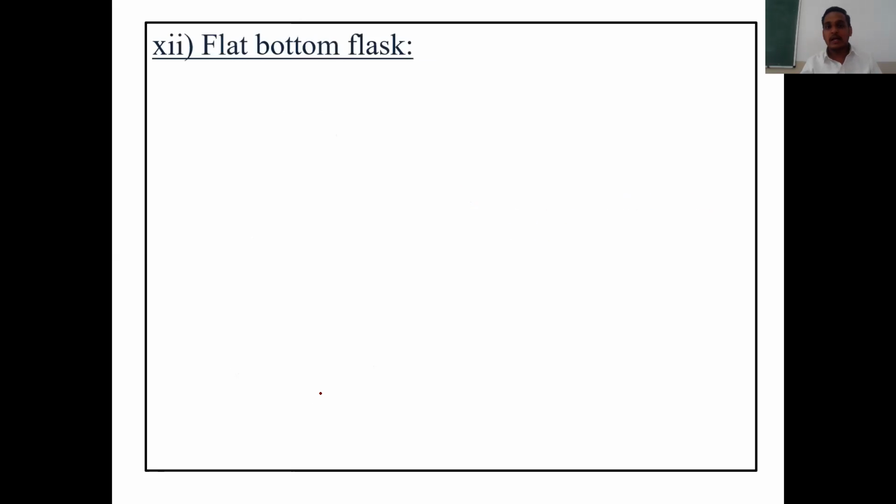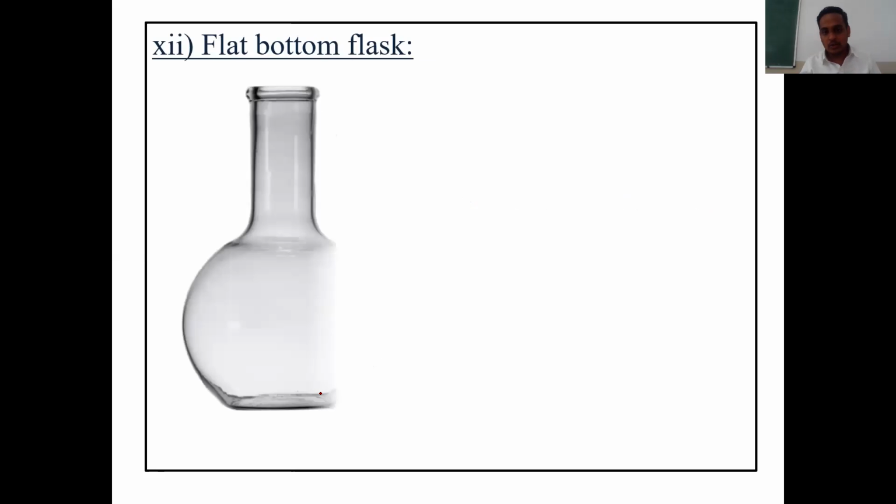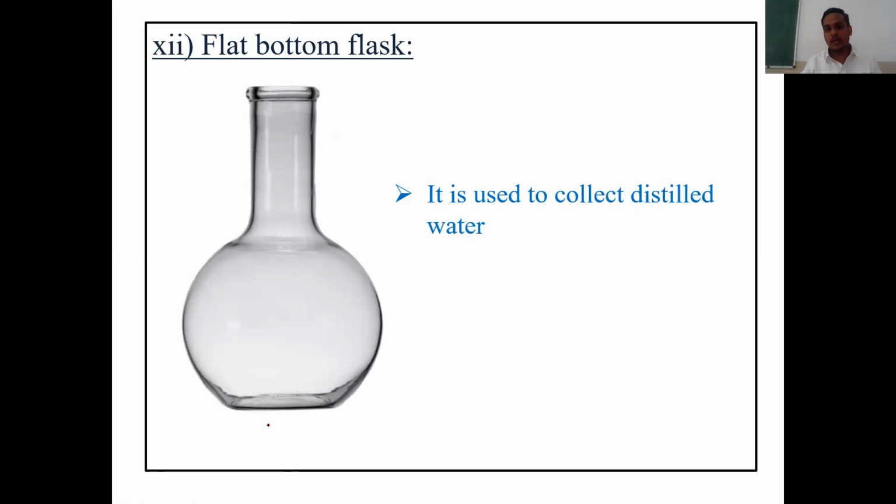And the last one is the flat bottom flask. It is very similar to the round bottom flask. The only difference is that here the bottom is flat and it can stand on the table, and the main use of the flat bottom flask is to collect distilled water. Whenever we are performing qualitative analysis, we cannot use tap water for the chemical tests that we perform. So we are going to use distilled water, and that distilled water can be collected in the flat bottom flask. So that is the use of the flat bottom flask.